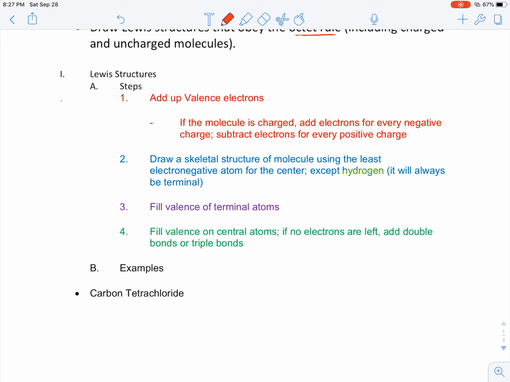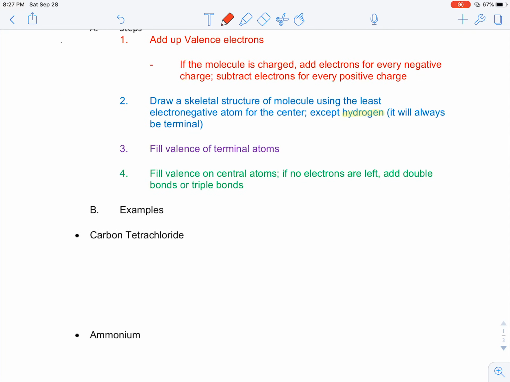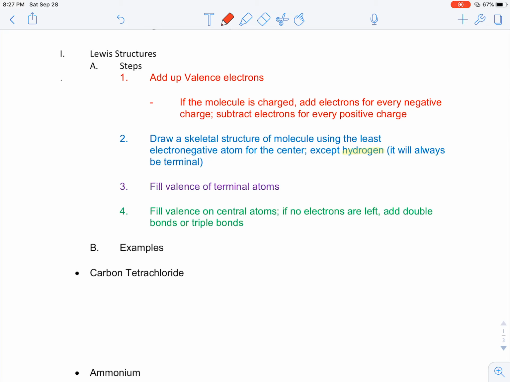Our first example is carbon tetrachloride. Carbon tetrachloride, our first step is probably to figure out what is our formula of carbon tetrachloride. If you remember back to our naming days, carbon tetrachloride is CCl4. So we have 1 carbon and 4 Cls.